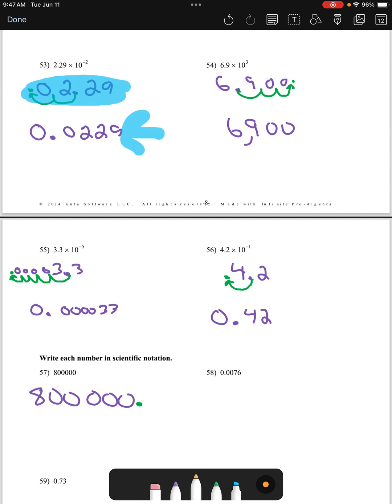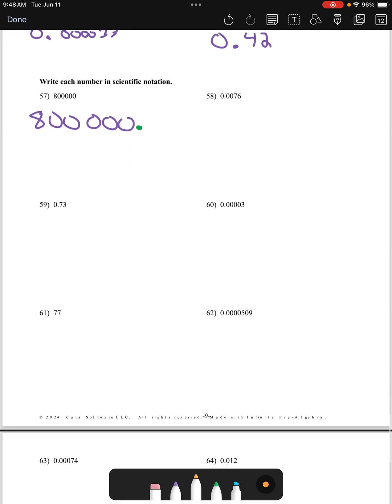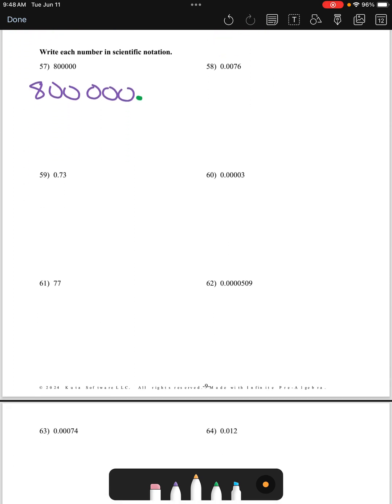So I'm going to scroll back up, and I want to make sure I get a couple of yesterday's problems on here. All of yesterday's problems were already in scientific notation. What's special about them? Where's the decimal point, if there is one? It's after the very first thing that isn't zero. So in number 53, 2.29. In number 54, 6.9. In number 55, 3.3. In number 56, 4.2.